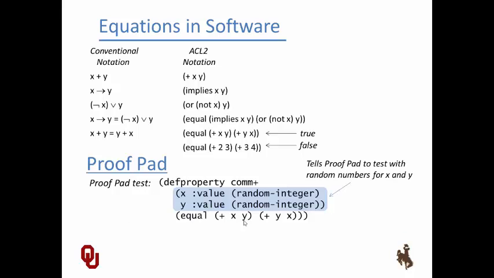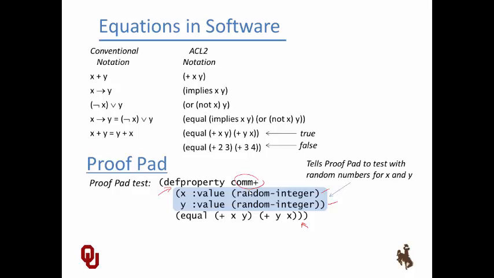If we wanted to check general equations, we have to give it some values to use, and one way to do that is to define a property, defproperty in ProofPad, give a name for the property, and then specify a range of random values for the variables to take. So this says that x is supposed to be a random integer and y is supposed to be a random integer. It puts together a collection of random integers and checks this equation for each of those. That's what this property says to do.